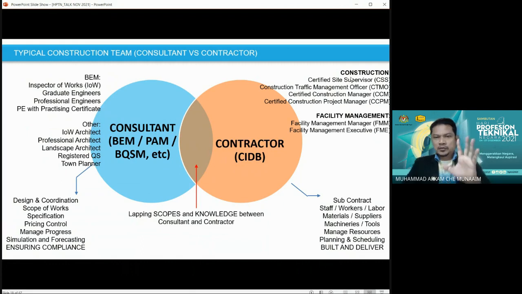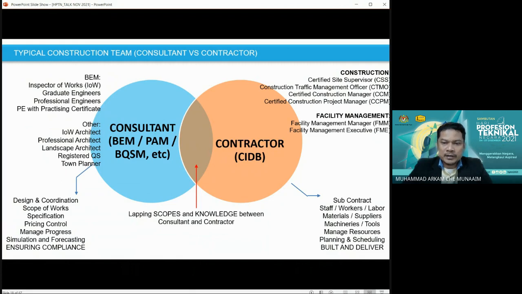Contractor. Now we start to be more serious on the naming, because after this 20 minutes we want you to understand fundamentally what is considered construction here. They have certified construction supervisor, CSS, CTMO, CCM, CCPM, FMM, and also FME. I'm starting to use these terms from now on. So we have two main sectors here, which are construction and facilities management. Now we understand they have job functions which are very unique for both entities.